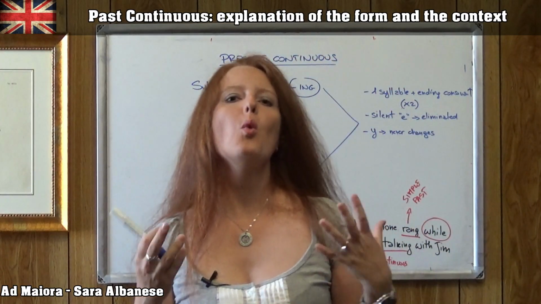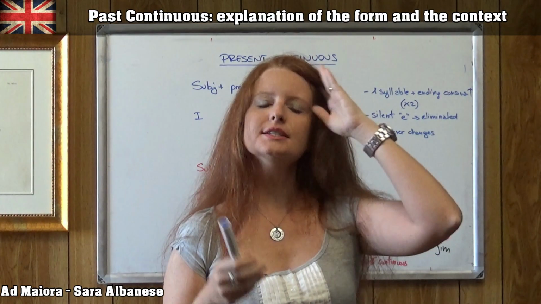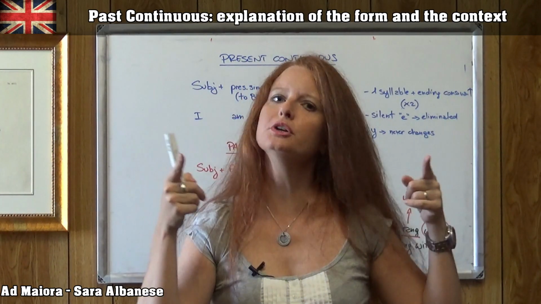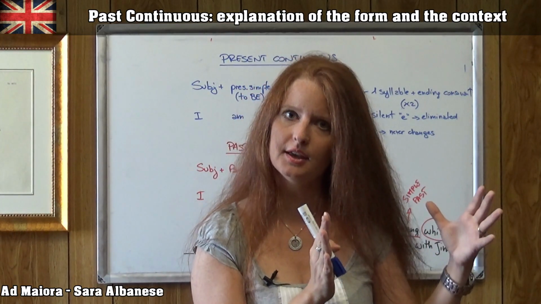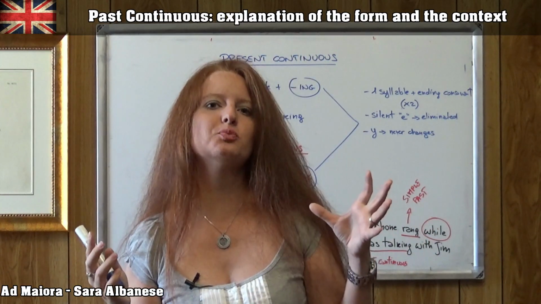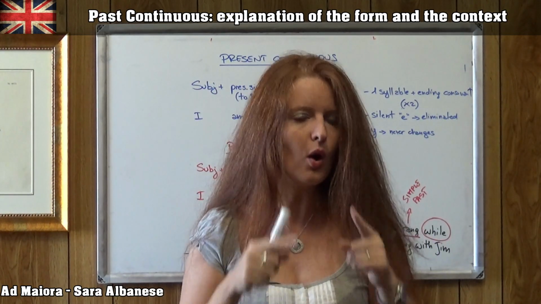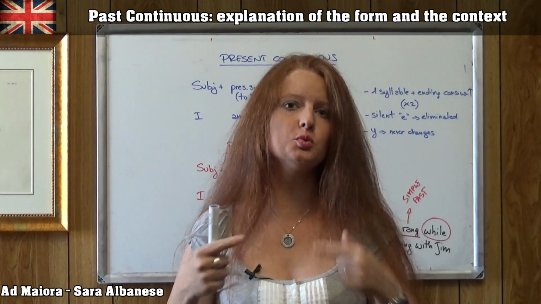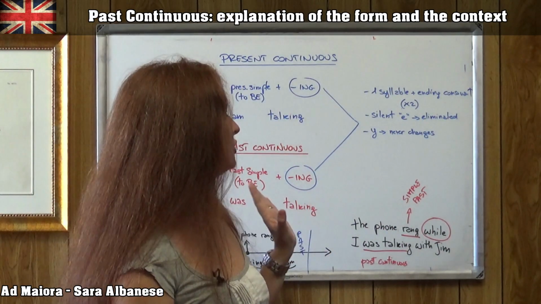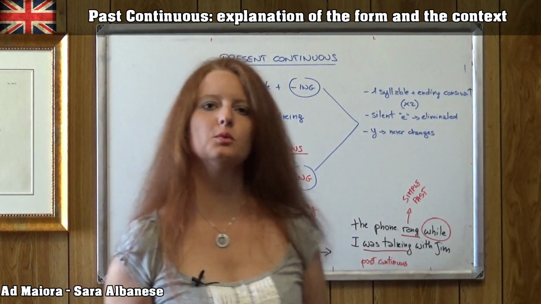So when shall we use the past continuous? It expresses an action that happened during a period of time in the past. I was talking for a period of time in the past, and most of the time we also express another action in the past simple that happened while the action in the past continuous was going on. Let's make an example. It's easier that way. The phone rang while I was talking with Jim.